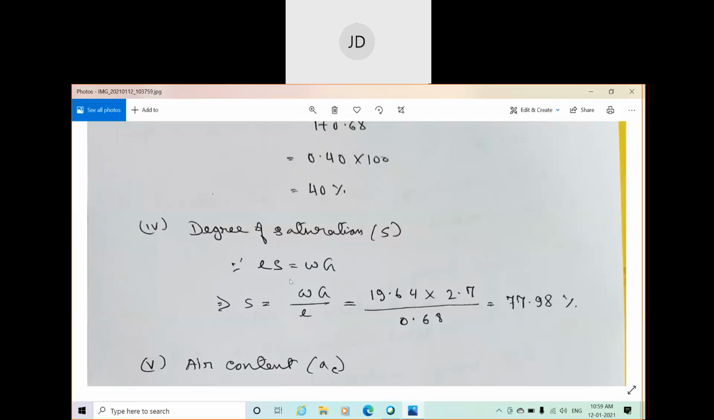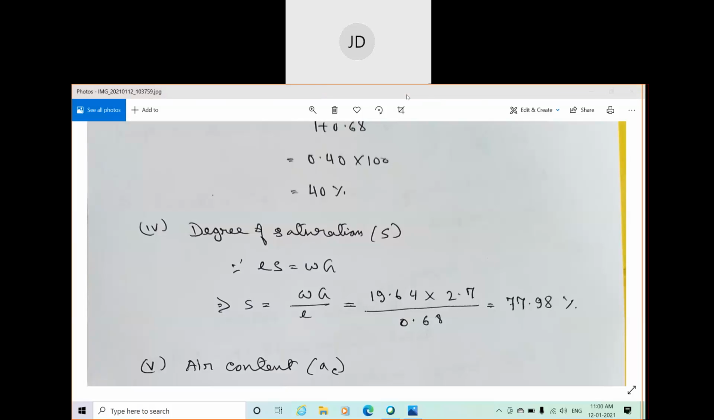Using this formula, void ratio is known to you, moisture content is known to you, specific gravity is also known to you, and one is left, that is degree of saturation. Now simply using this formula, you can find out degree of saturation, that is S equal to wG by e. Just put the value of w, the specific gravity, and the void ratio, you will get the value of S. Multiplying by 100, you will get the value in percentage, 77.98%. That is, the degree of saturation of that particular soil is 77.98%.